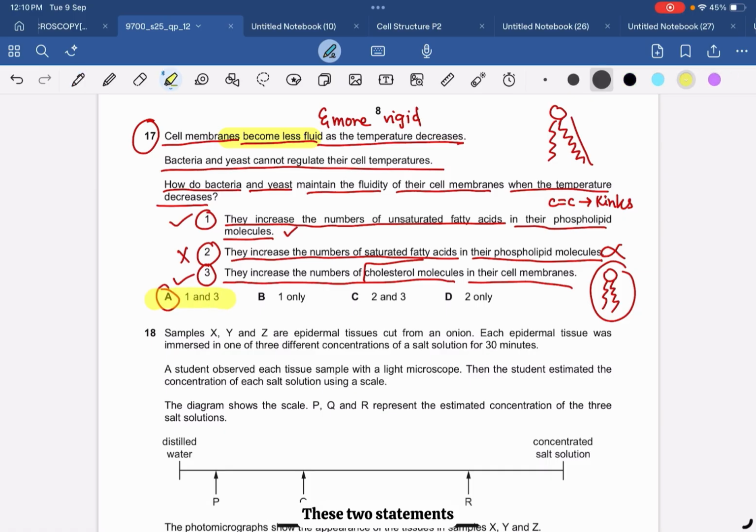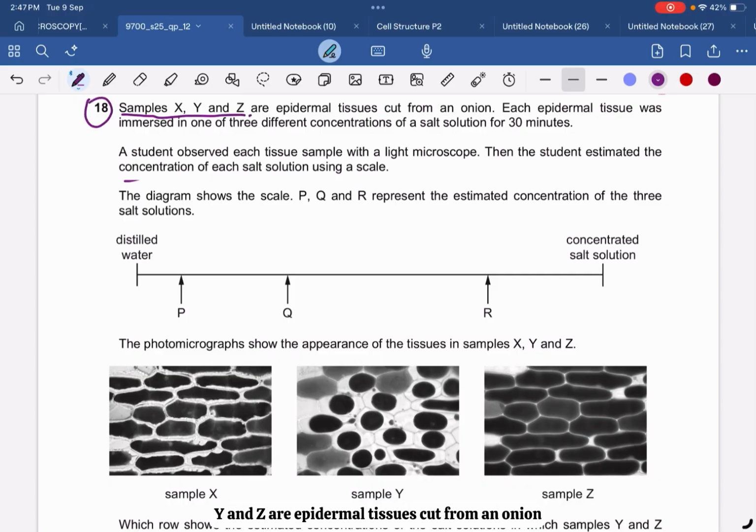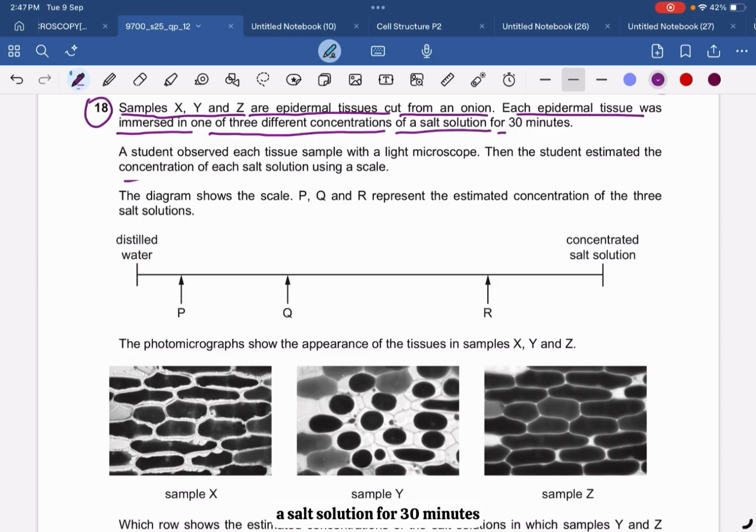These two statements, or these two methods, are done by the bacteria and yeast to maintain the fluidity of their cell membrane when the temperature decreases. Let's now do question number 18. Question number 18 says that samples X, Y and Z are epidermal tissues cut from an onion. Each epidermal tissue was immersed in one of three different concentrations of a salt solution for 30 minutes. A student observed each tissue sample with a light microscope.